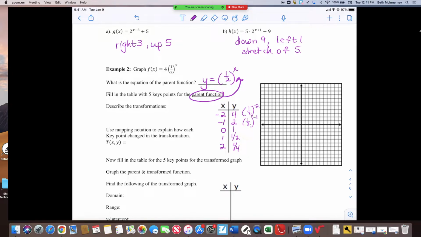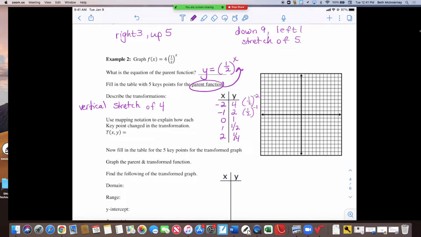All right, describe the transformation. There's a 4 out front. So really, technically, that's a vertical stretch of 4. So now we're going to do this mapping notation. I didn't do anything to the x. There's nothing up with the x, up in the exponent with the x. But the vertical stretch, do you see that I let the parent function be y equals 1/2 to the x? This is 4 times that y value. That's why I'm doing 4 times y.